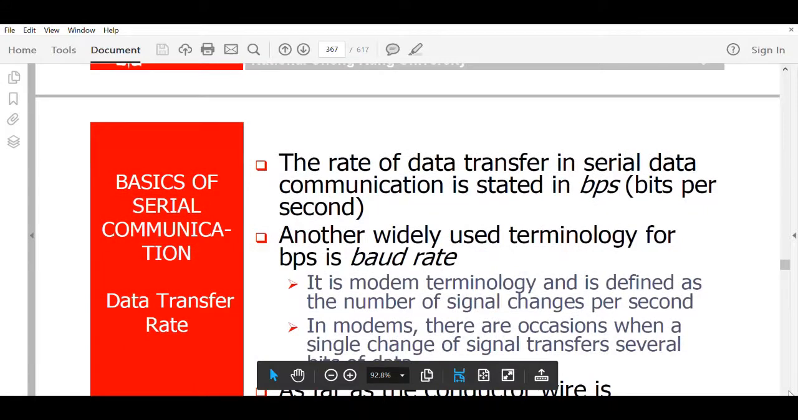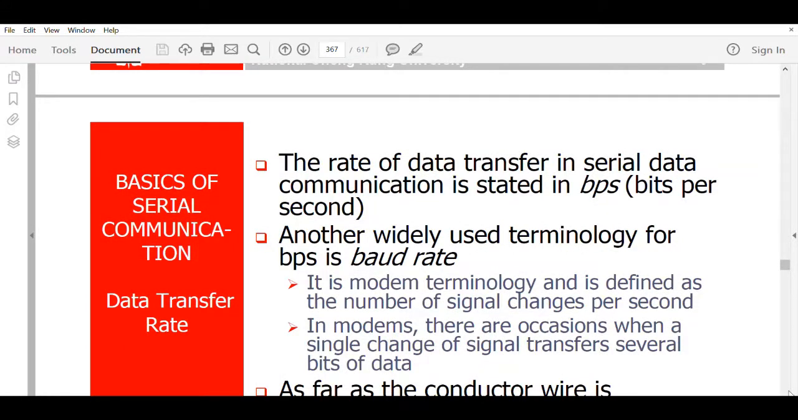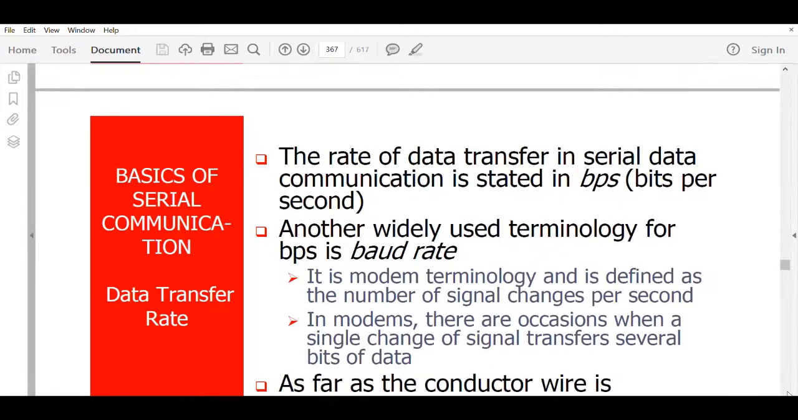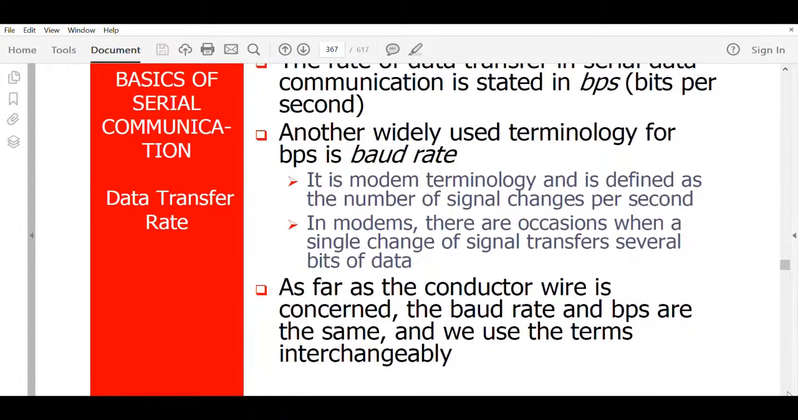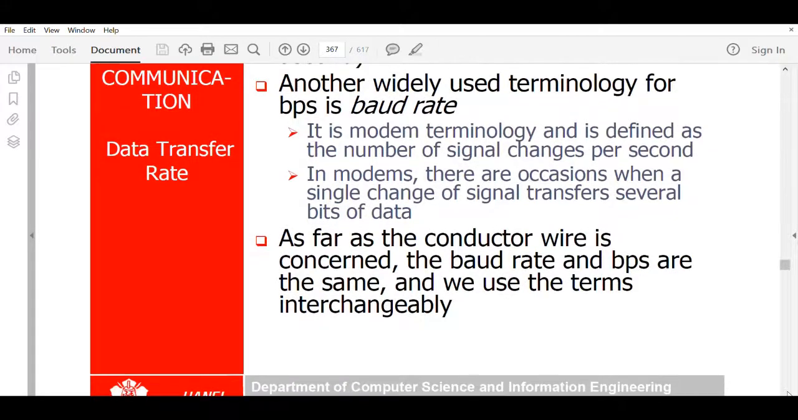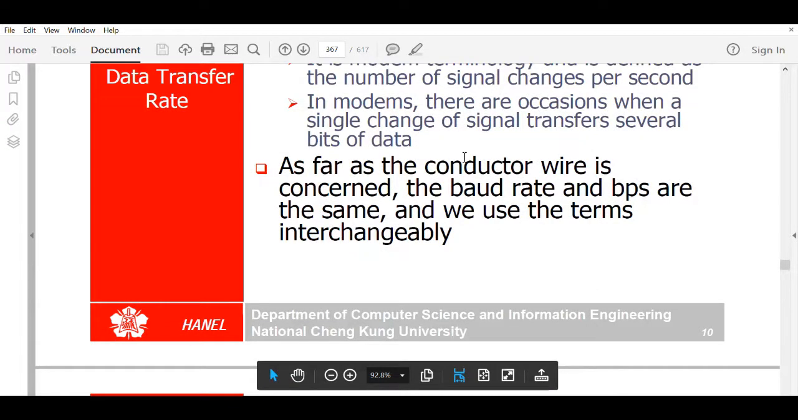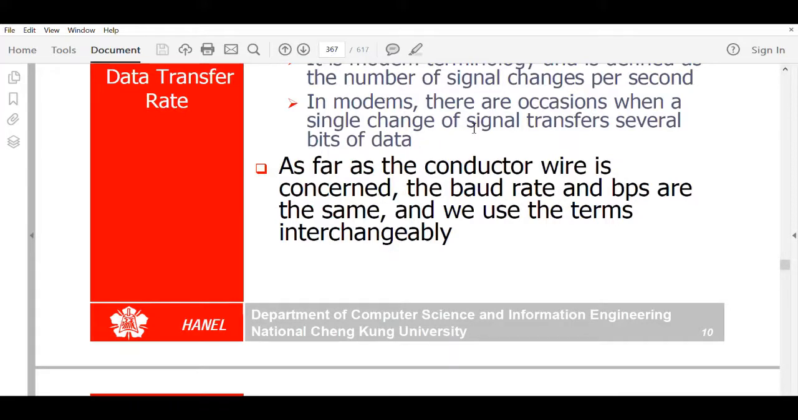Now the data is transferred in serial communication, and the rate of data transfer is called bits per second, also referred to as baud rate. If you're dealing with just a conductor wire, then baud rate and BPS are the same. But if you are using modems, a single change of signal transfers several bits of data. It's not one bit at a time, so it will be blocks of data.